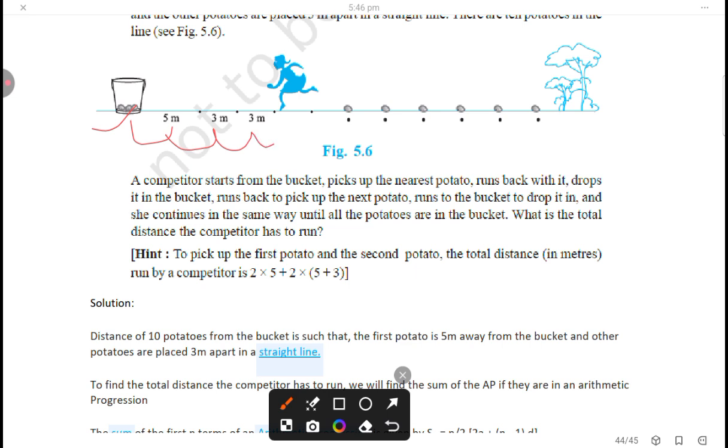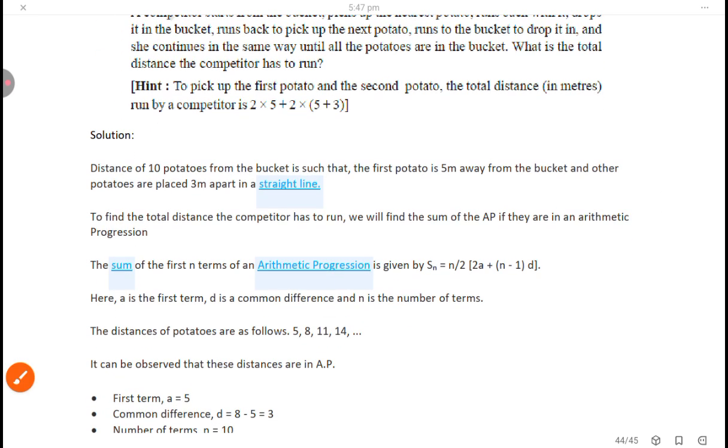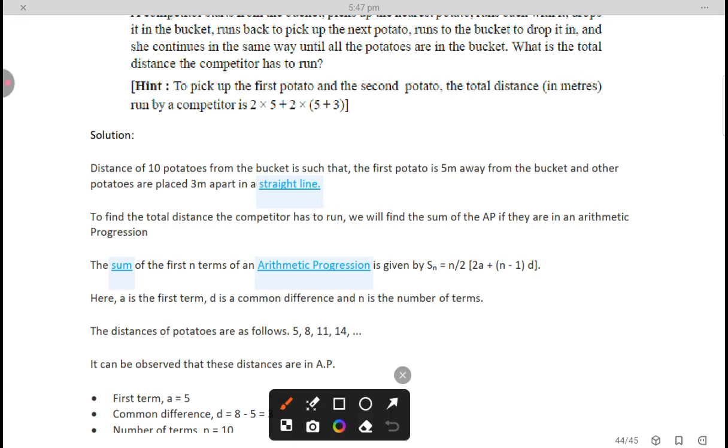So the competition starts from the bucket. Pick up the nearest potato, run back with it, drop it in the bucket, run back to pick up the next potato, run to the bucket to drop it in. And she continues in the same way until all the potatoes are in the bucket. What is the total distance the competitor has to run? So the 10 potatoes from the bucket are such that the first potato is 5 meters away from the bucket and other potatoes are placed 3 meters apart in a straight line.